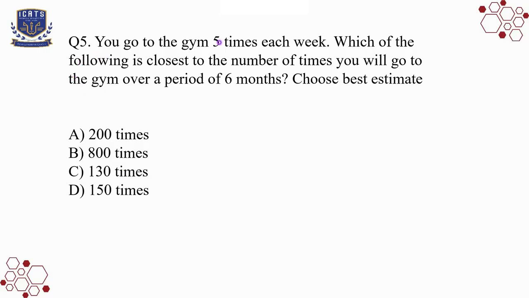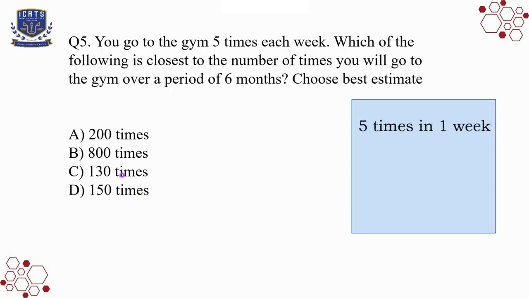Question number 5. You go to the gym 5 times each week. Which of the following is closest to the number of times you will go to the gym over a period of 6 months? Choose best estimate. Option A is 200 times, option B is 800 times, option C is 130 times, and option D is 150 times. In 1 week, you go 5 times.